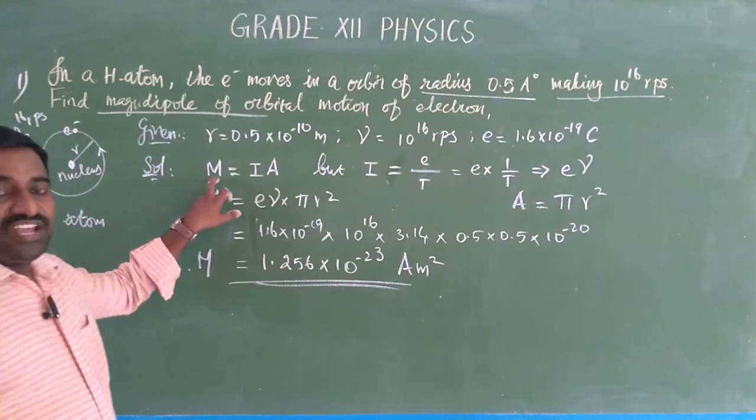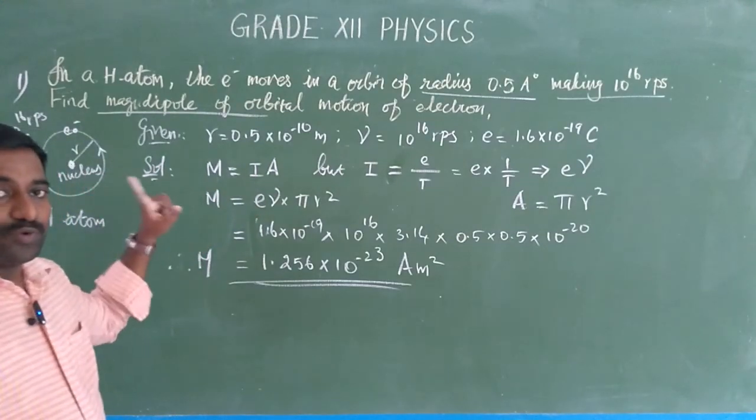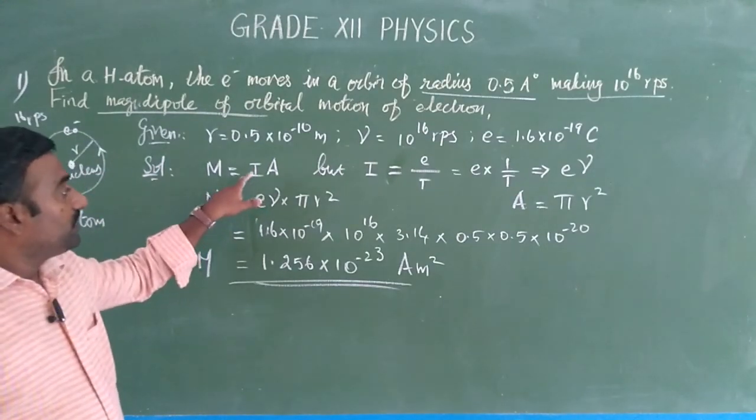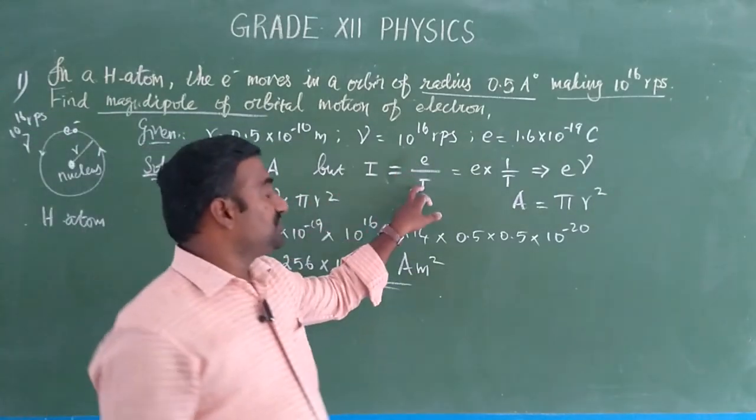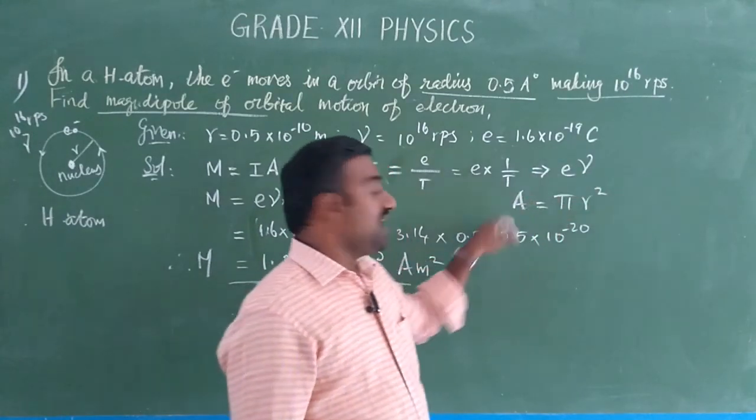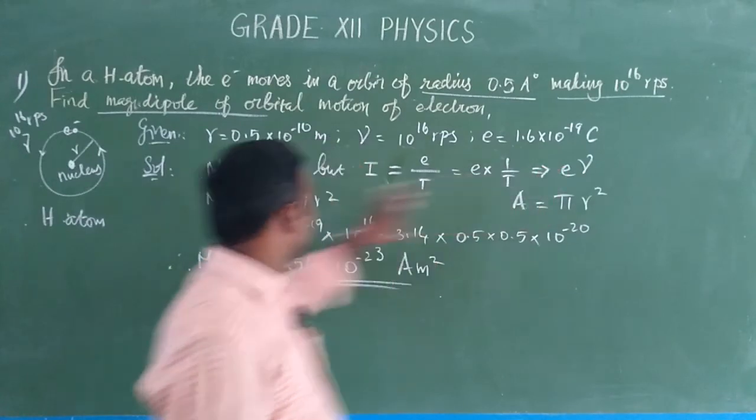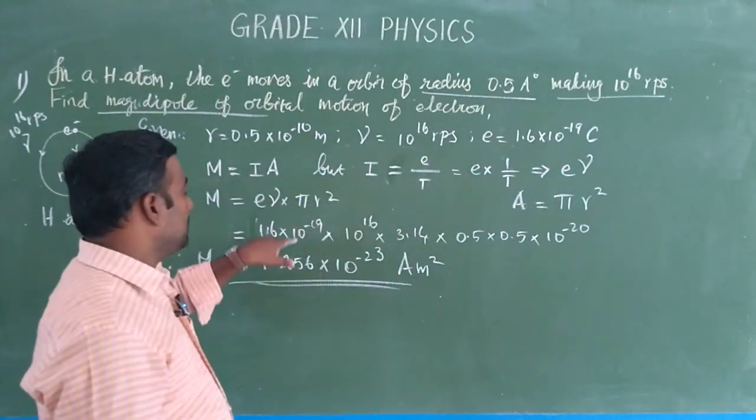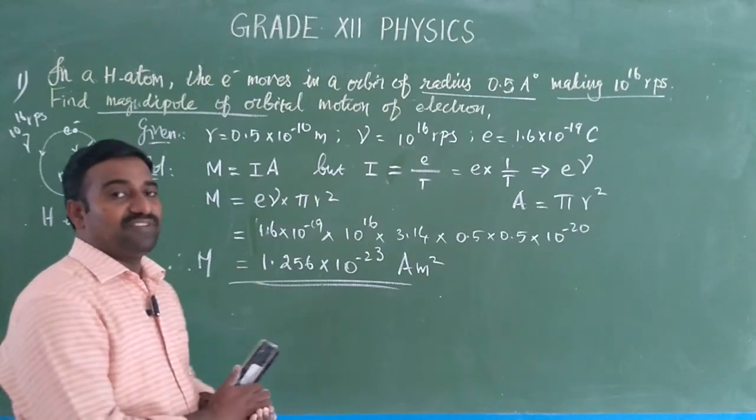So we know the magnetic dipole moment of a revolving electron is NIA. For a hydrogen atom, N is equal to 1. So IA. But the current is the rate of flow of charge, so the charge into the reciprocal of time, equal to frequency, and the area of this revolving electron is a circular area, pi r square. Substituting both the values here, the final answer is the magnetic dipole moment of the revolving electron.